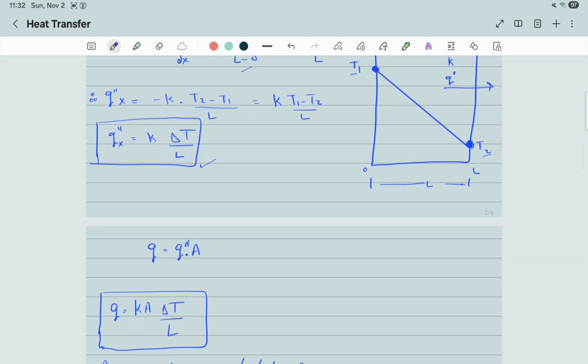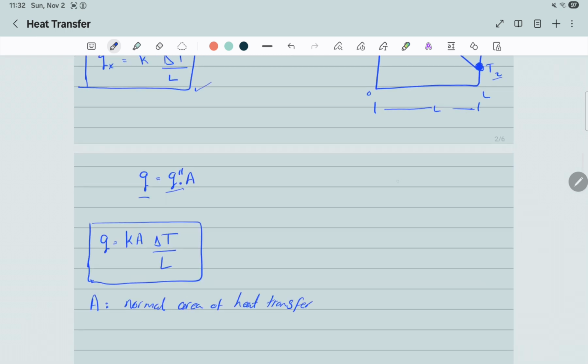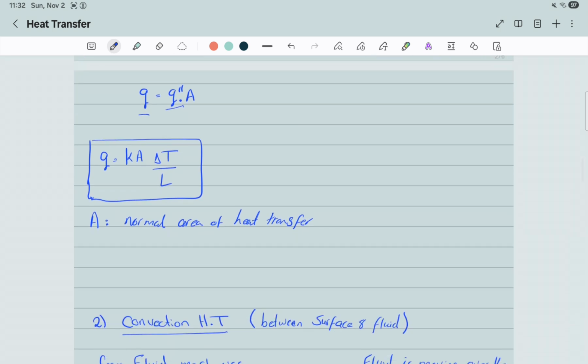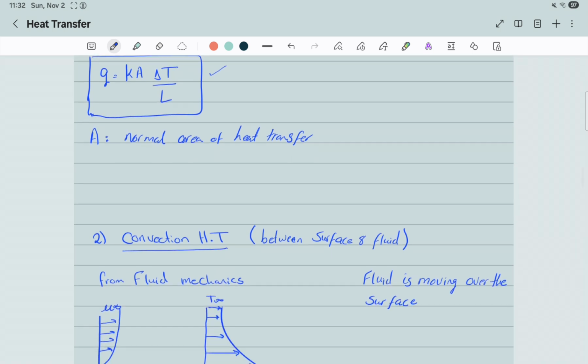Now, to calculate the heat rate from the flux, you basically just need to multiply it by A. Why? Because flux, as we said, is the heat rate per unit area, and if you multiply it by area, you'll just get the heat rate. So the heat rate equals this according to Fourier's law. A is the normal area, or you could call it the cross-sectional area that the heat is transferring through.